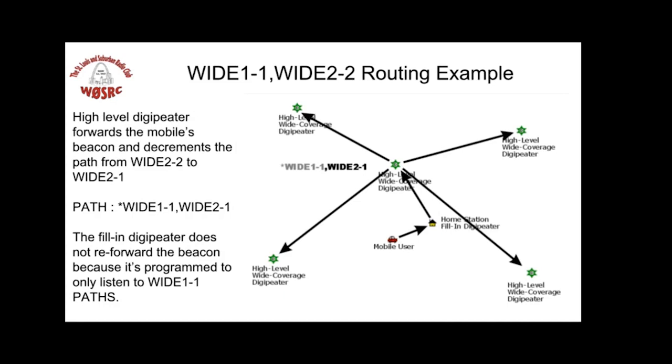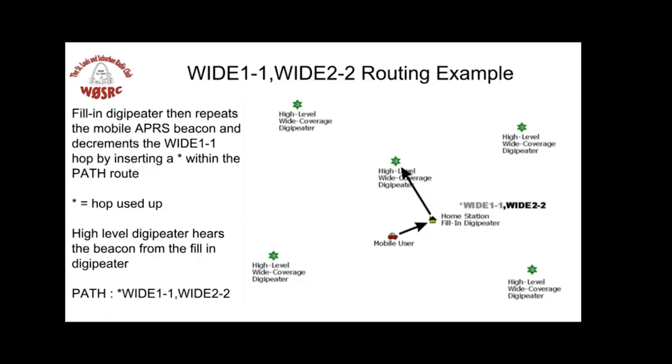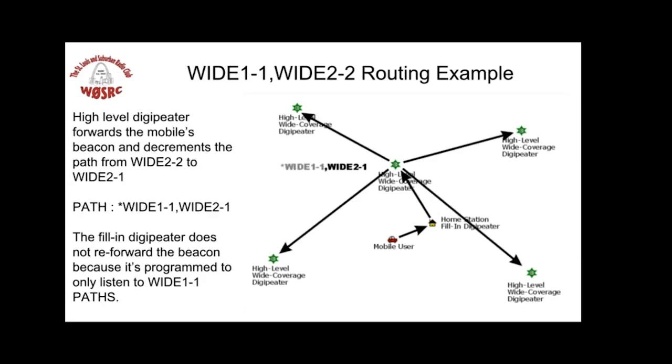So then this high-level Digipeater up on the 30-story building downtown sees that, okay, wide 1-1 is already used up. Wide 2-1 has not been used up. So I'm going to go ahead and forward that beacon out, and I'm going to decrement my hop count from wide 2-2 to wide 2-1. Okay, let's go back. So I'm asking for wide 2-2. I now beacon out from this Digipeater. I decrement the second number down from 2 to 1, and now that's my current path that my beacon has taken. Okay.